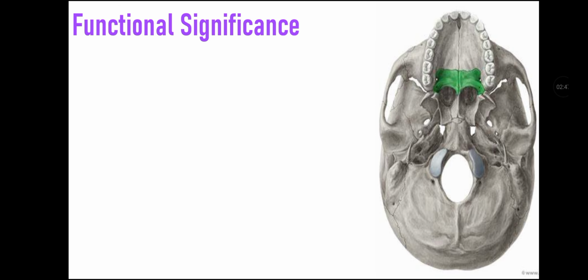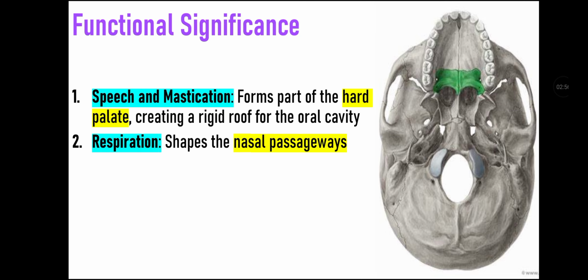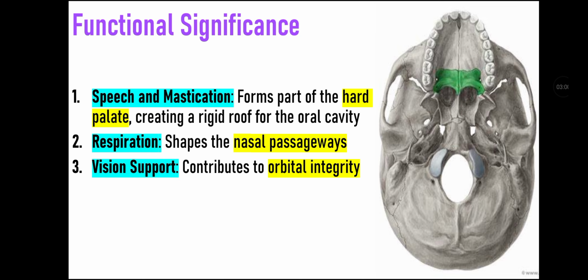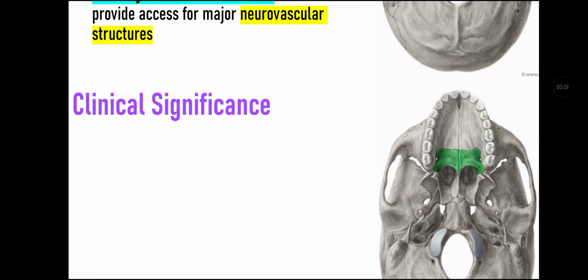Now let's talk about functional significance of palatine bone. Speech and mastication, as it forms part of hard palate, creating a rigid roof for the oral cavity. Respiration, as it shapes the nasal passageway. Vision support, as it contributes to orbital integrity. Pathway for nerves and vessels, as it has foramina that provide access for major neurovascular structures.